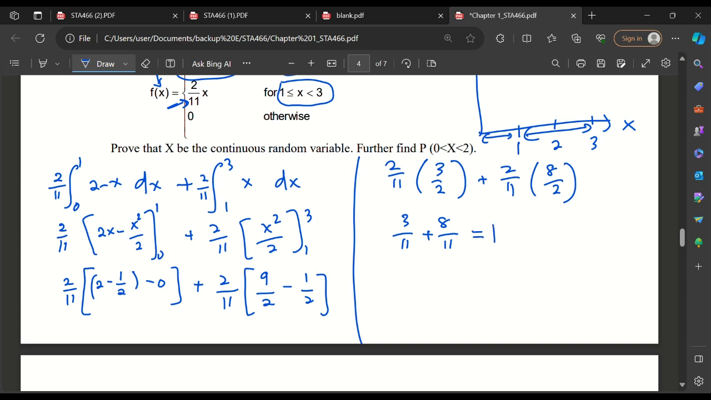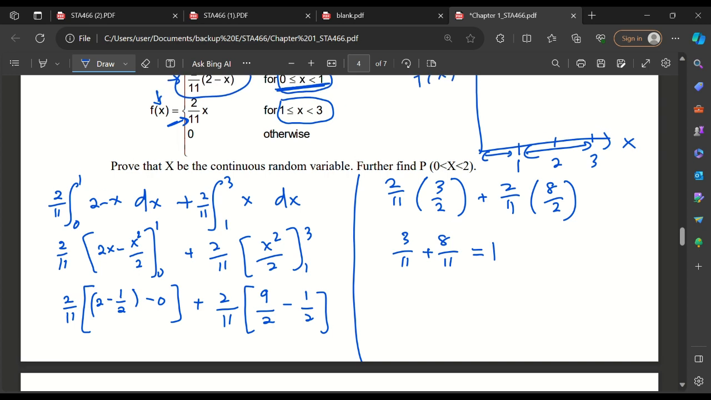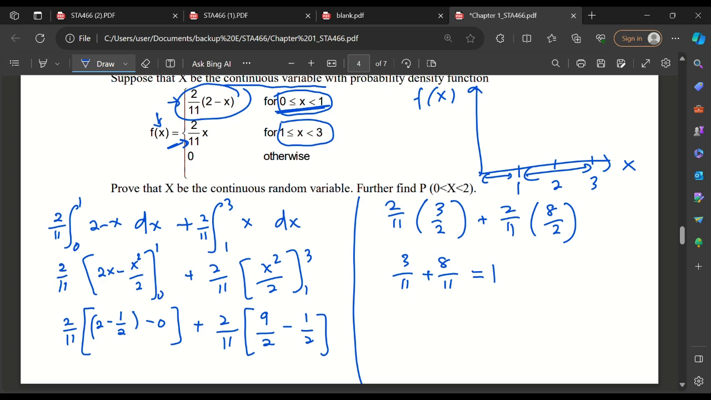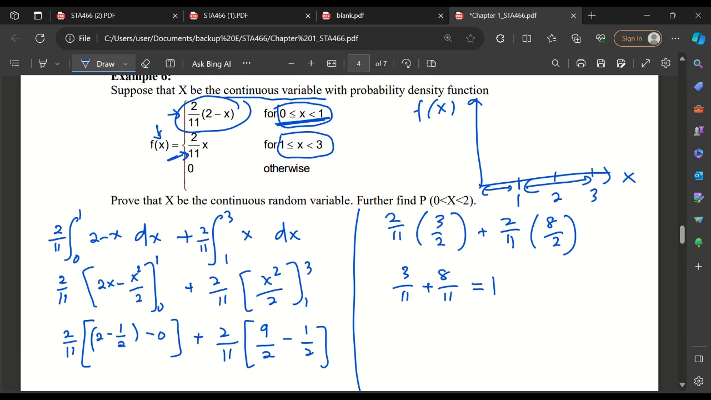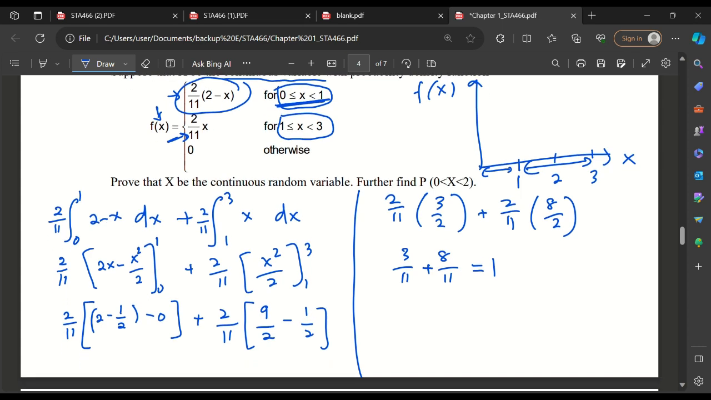So we can say that x adalah a valid continuous random variable since the integration of the function with respect to x from negative infinity to infinity, okay, equal to 1. Okay, so this is the valid function.